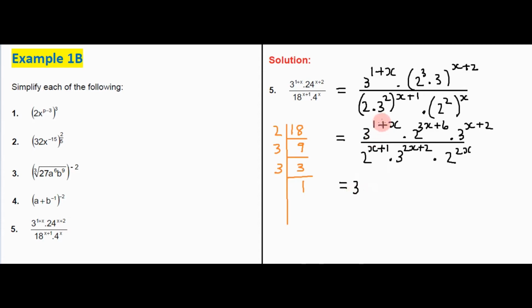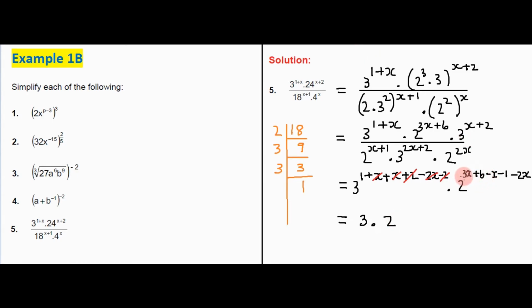Let's first look at the 3's. So it's 3 to the 1 plus x plus 2, then minus 2x plus 2. So we get minus 2x minus 2. Then the powers of 2, we have 2 to the 3x plus 6 minus x minus 1, and then minus 2x. So we see that plus 2 here cancels with minus 2. And we also have x plus x, which is 2x, minus 2x, which is 0. So the x's cancel as well. And we're left with 3 to the 1, or just 3.